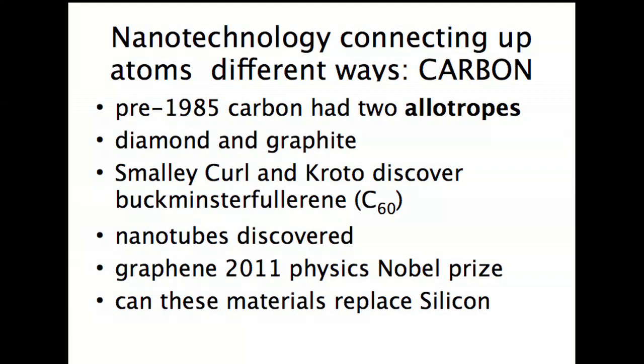Okay, in this part of the talk, what I'd like to discuss is different ways to connect up atoms. We all know that if we connect different types of atoms, we form different types of compound, and the chemical industry is based on that type of principle. However, there are cases where you can connect atoms up in different ways. For instance, before 1985, carbon had two what are known as allotropes, diamond and graphite.